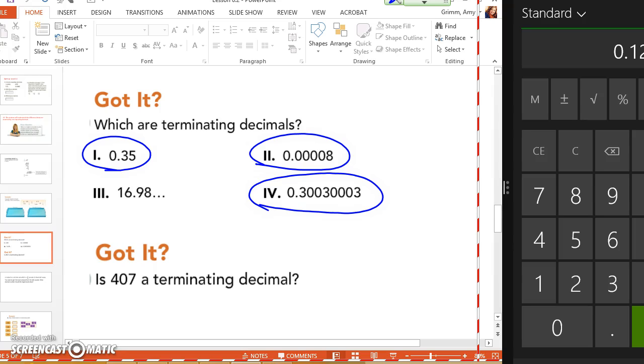Is 407 a terminating decimal? This is a trick question. What do you think? Does it stop? Yes. And if you say, but there wasn't a decimal, where's the decimal point? It's at the end. It would be right here. So that would be like $407. That terminates. That stops. So even though it says terminating decimal, that still works.